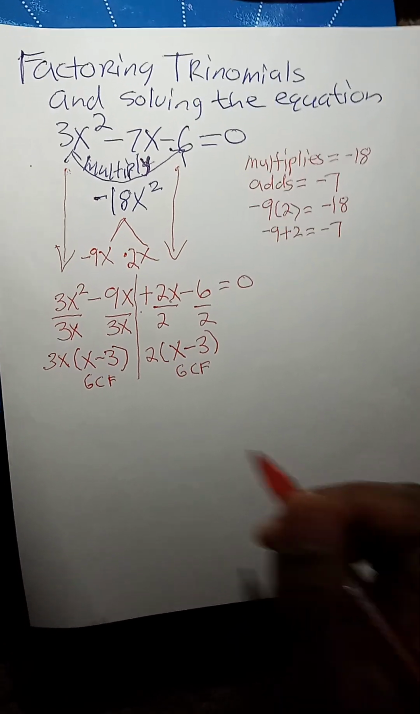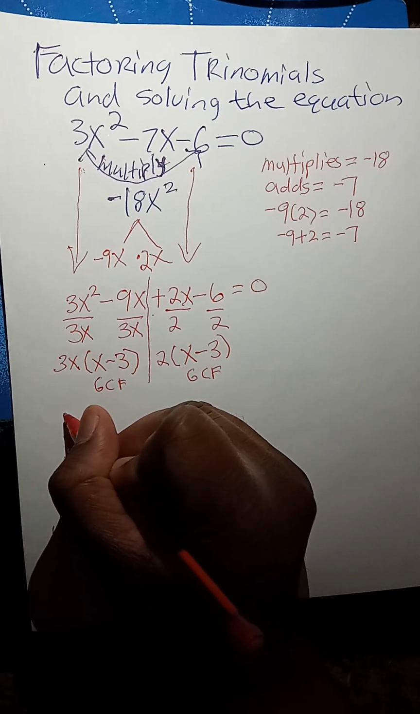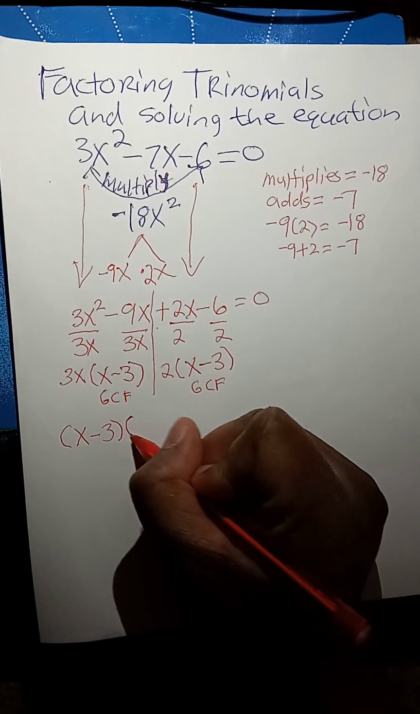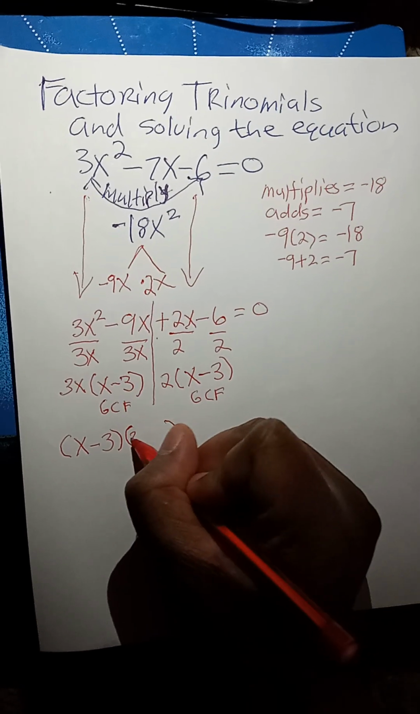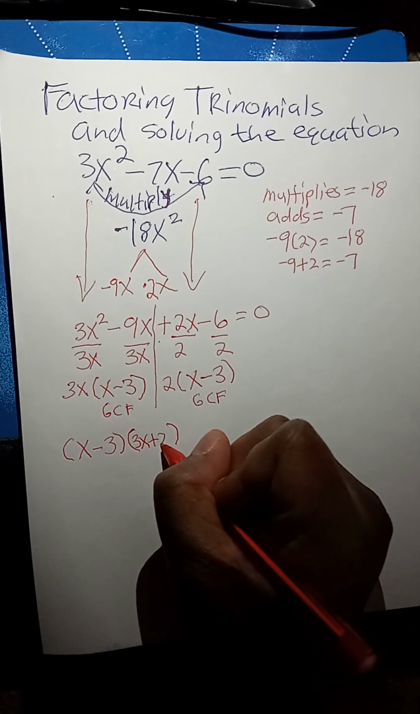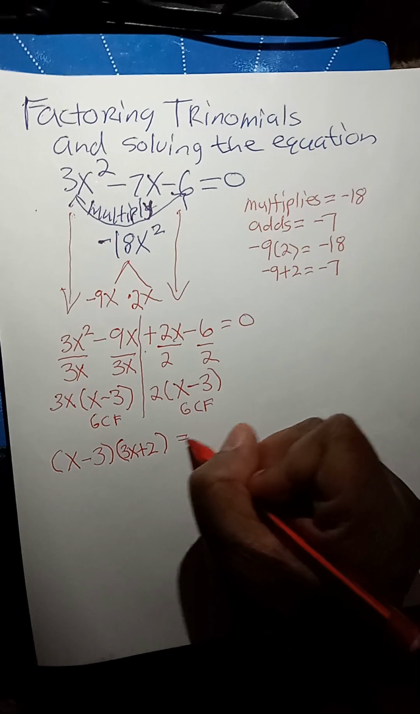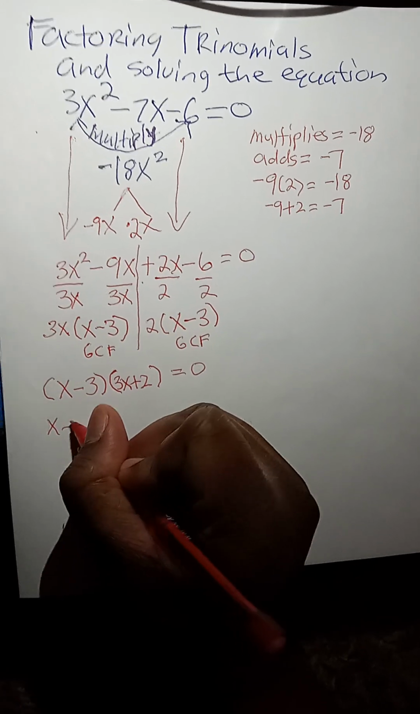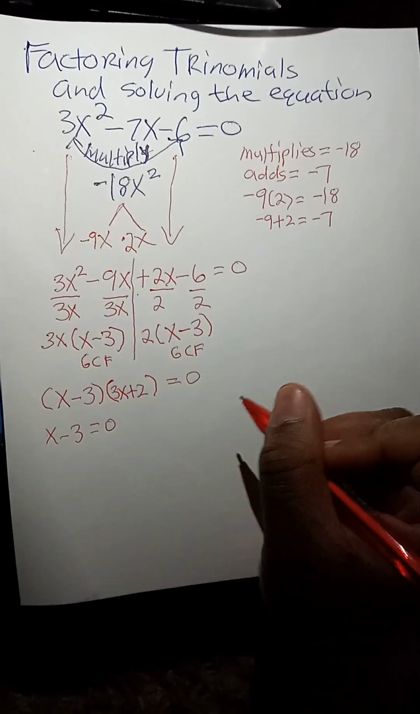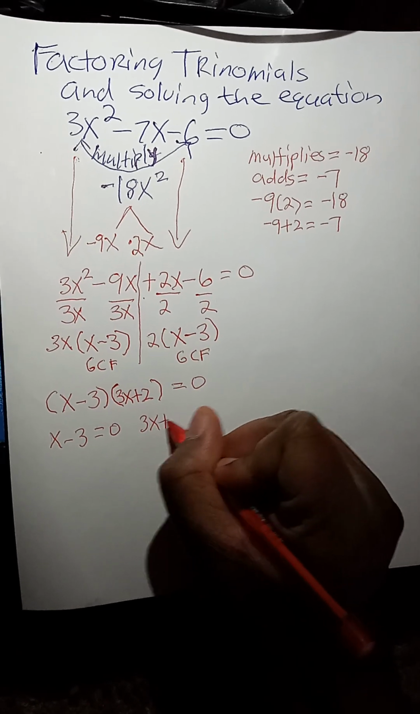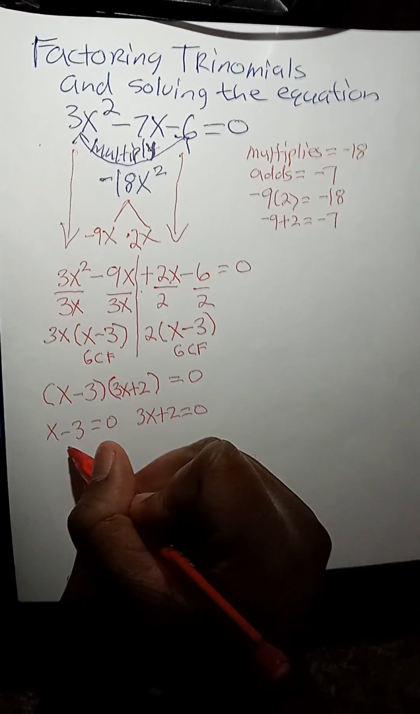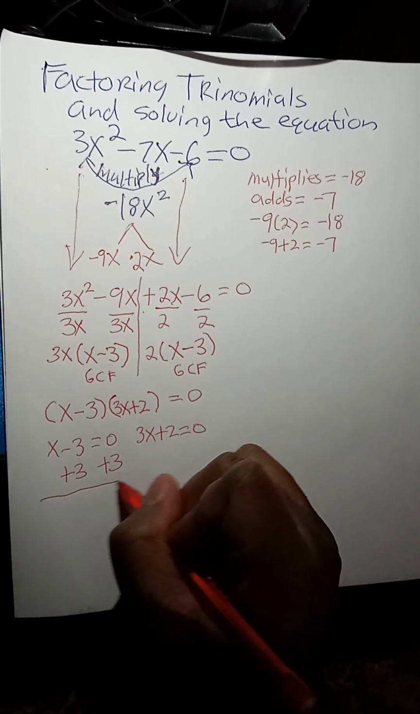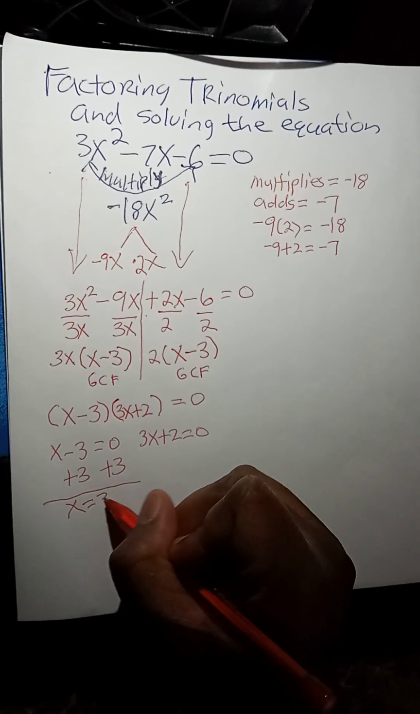So, the greatest common factor we want to put on the left-hand side. So it's going to be x minus 3, and then on the right-hand side will be 3x plus 2. And then bring down the equal to 0. Now we have to set each factor equal to 0. So x minus 3 equal to 0, and 3x plus 2 is equal to 0. So the first one, we want to add 3 to both sides, and we will have our first solution. So x is equal to 3.